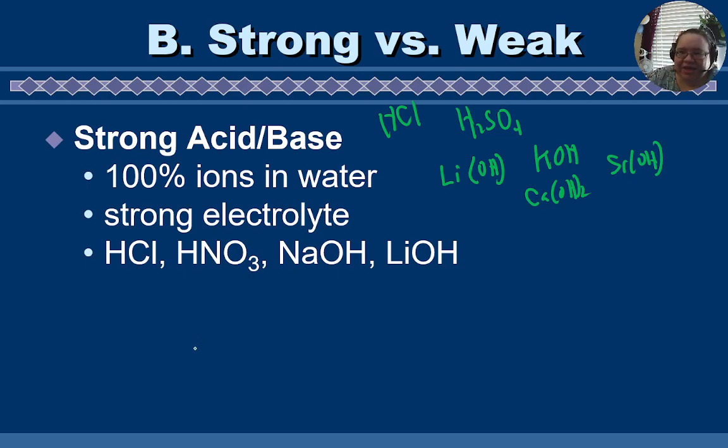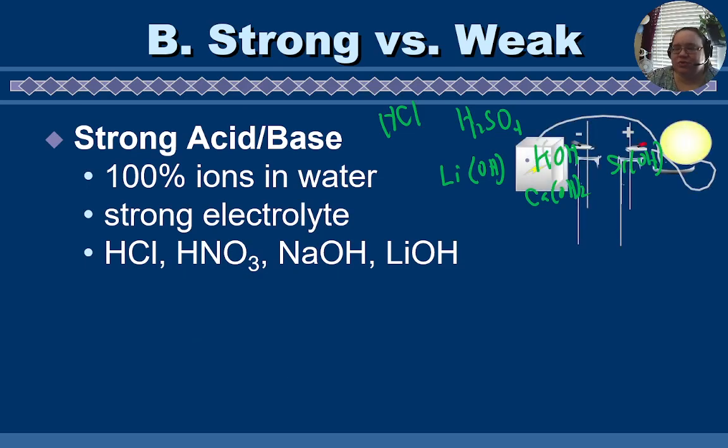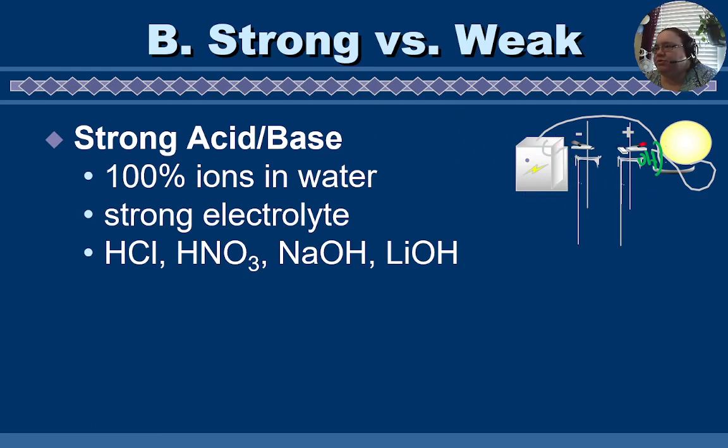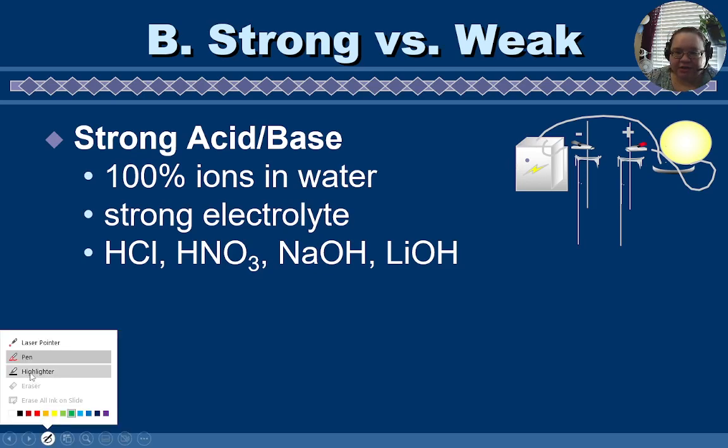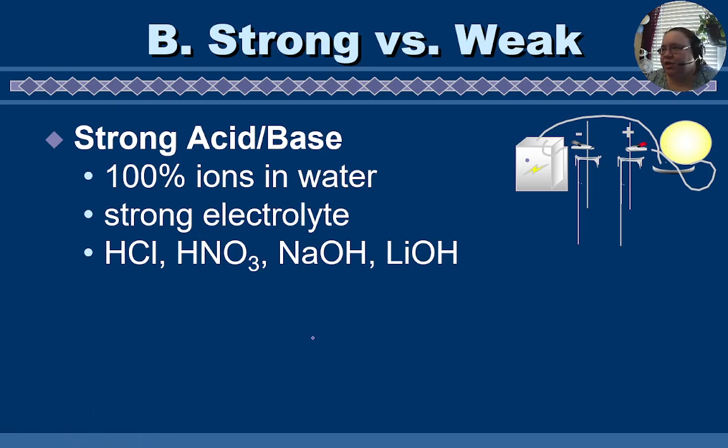So your weak acids and weak bases do not ionize 100%. They have less than 100% ionization, and I'm telling you honestly, they're nowhere near 100. They're like 1%, 0.1%. They have very, very few ions. When you have a strong electrolyte, a strong acid or a strong base, and you run electricity through it, you get a bright light. So that's one interesting thing to note.